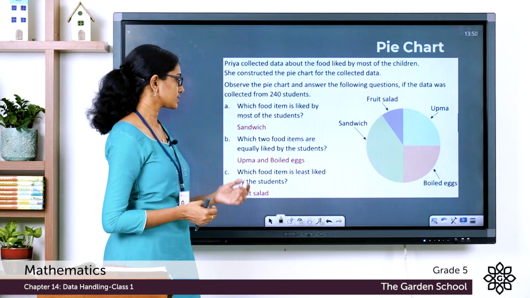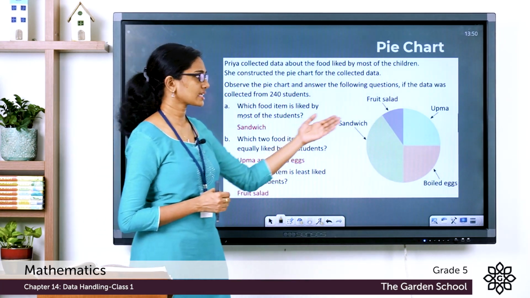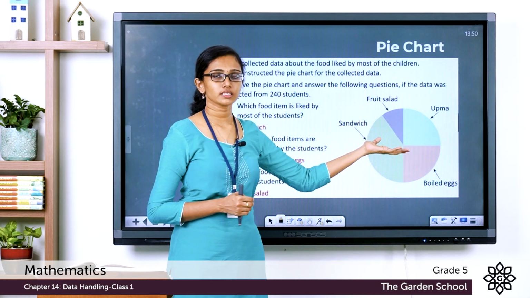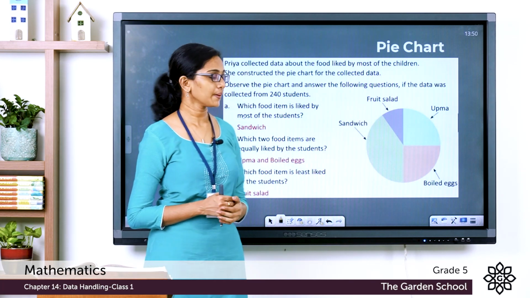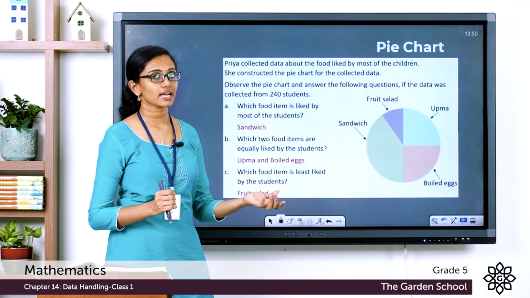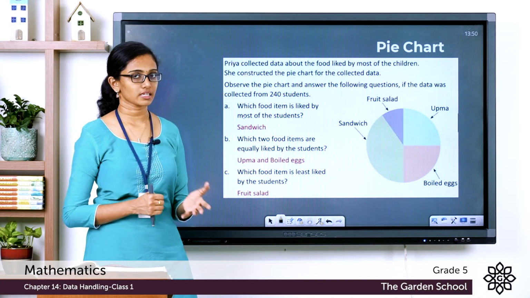Now let's see the next question. Which food item is least liked by the students? It will be the sector having the smallest size or smallest angle. So you see fruit salad is the smallest sector here. So the food item that is least liked by the students is fruit salad. So I hope these questions and their answers are clear to you.